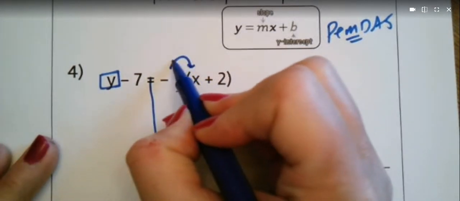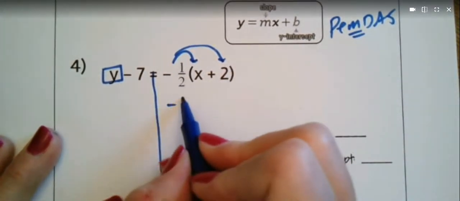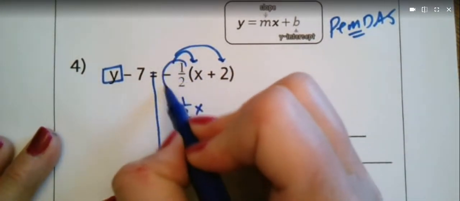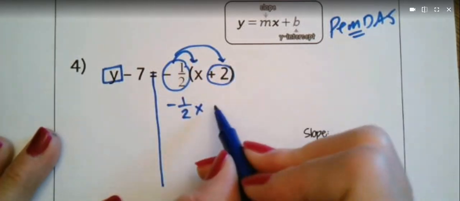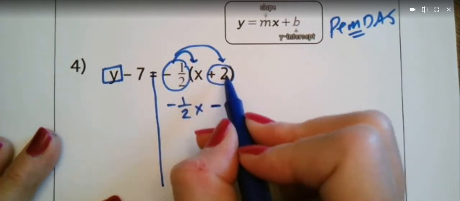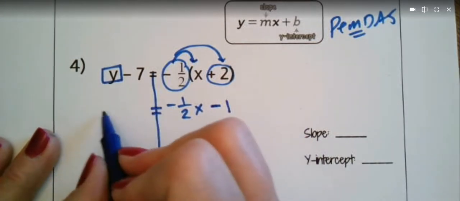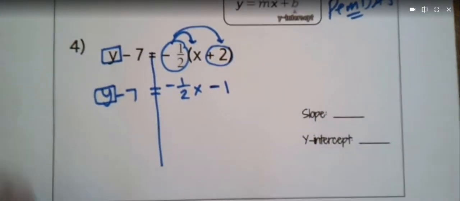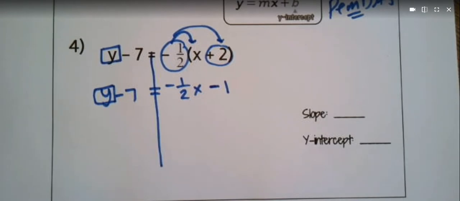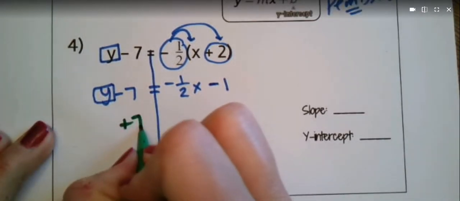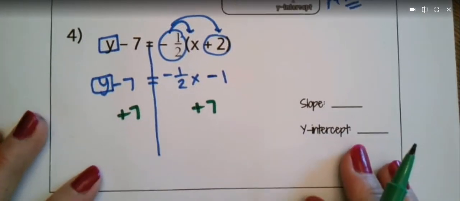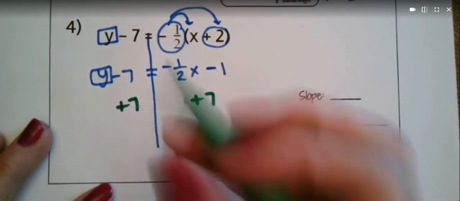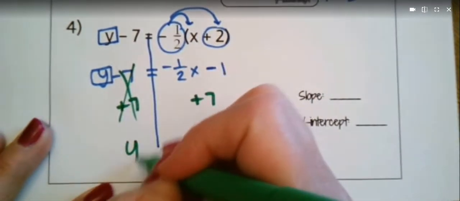All right, so let's distribute. So we have -1/2 times x. And then I've got the -1/2 times +2. Signs disagree. Half times 2, or half of 2, is 1. Okay, box around that y again. All right, I'm ready for the next step. Now we can go ahead and add the 7. So I'm adding 7 to both sides, once on both sides. Okay, now this is going to become 0, and I get y by itself.